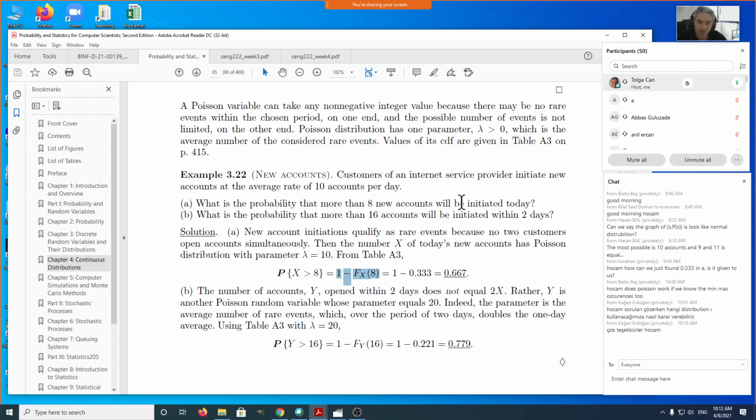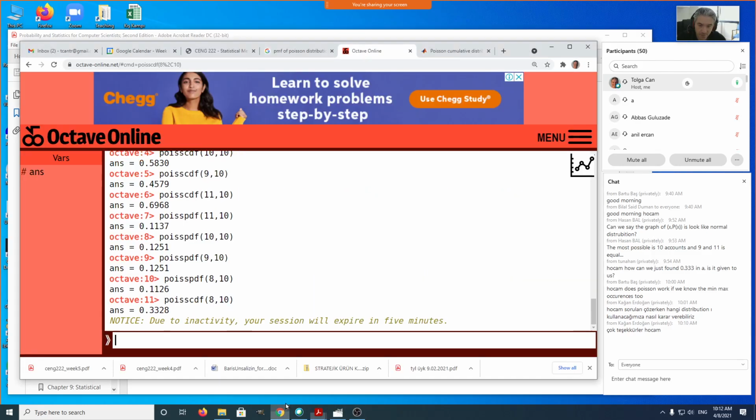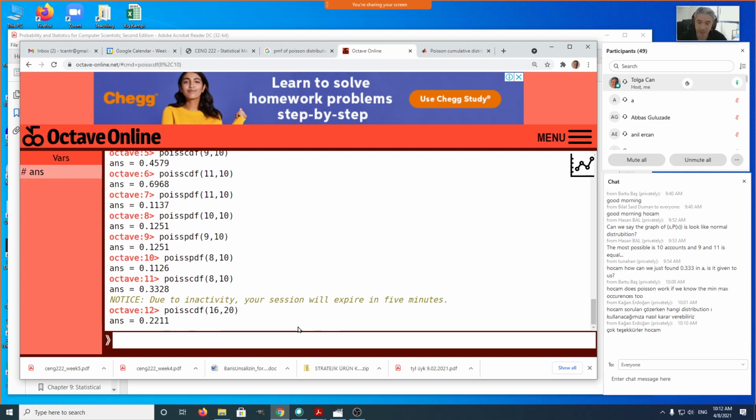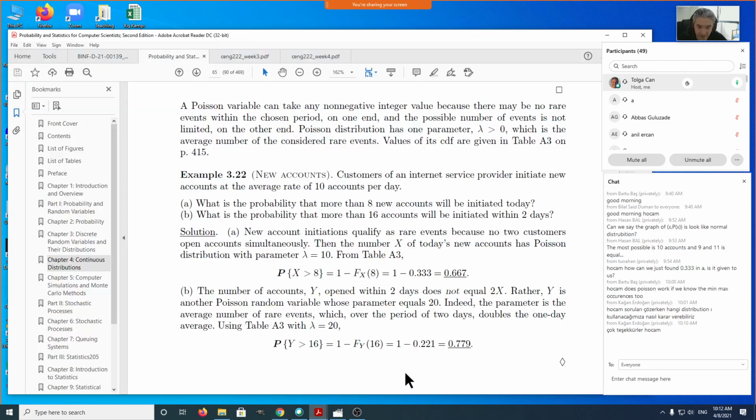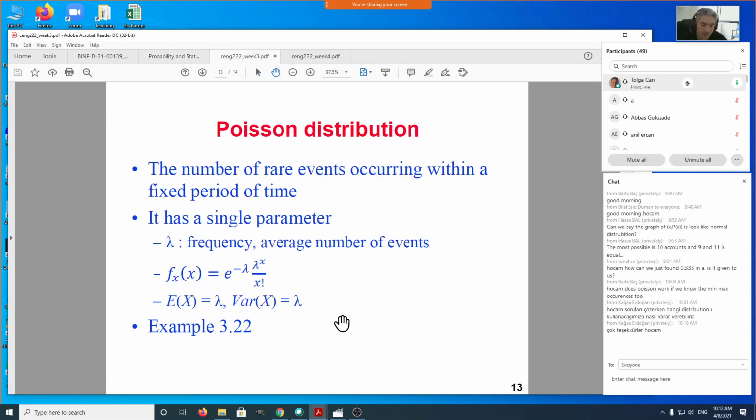All right, so to solve the problem of 16, as I said, we need to treat it as a different variable. This time, we need to ask this question: Poisson CDF of 16, not 16, what is the probability of obtaining more than 16 accounts? And 20. So we are going to take a look at this, and 1 minus that is going to be what you're looking for, right? Yeah, 1 minus that is going to be our result. So yeah, this is one thing that you should be careful about with Poisson.